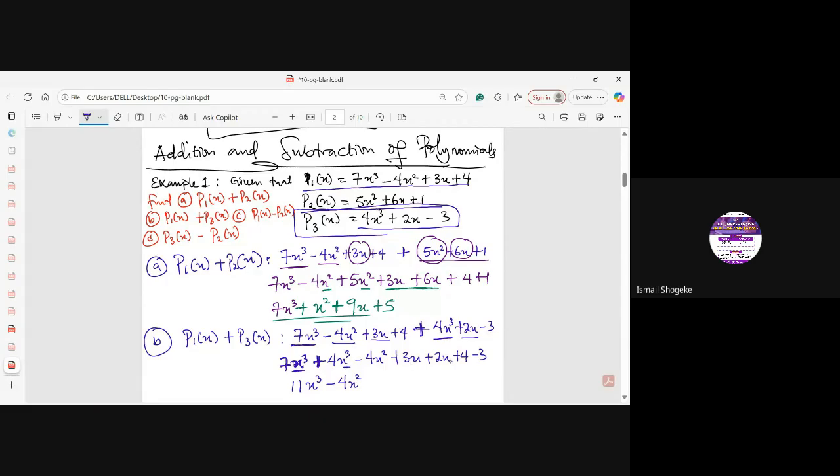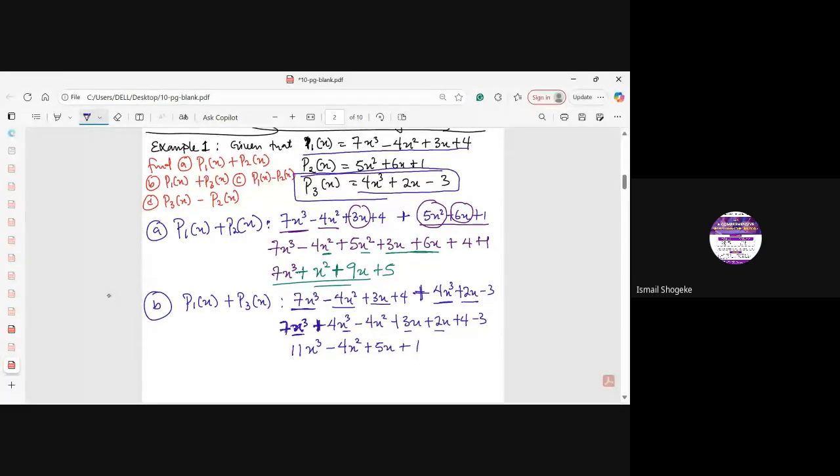Then 3X plus 2X, you just add the 3 and the 2. That gives you 5X. Then plus 4 minus 3, that's a 1, so you just write plus 1. Any question around this?